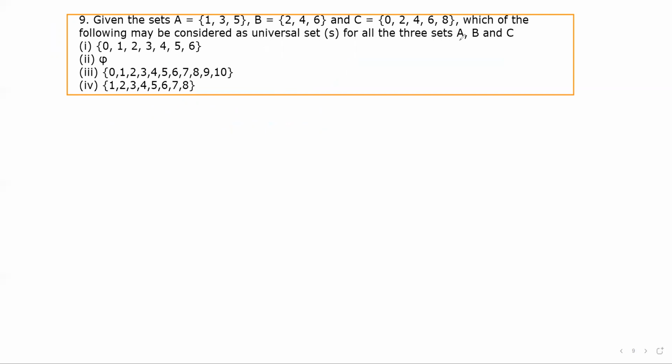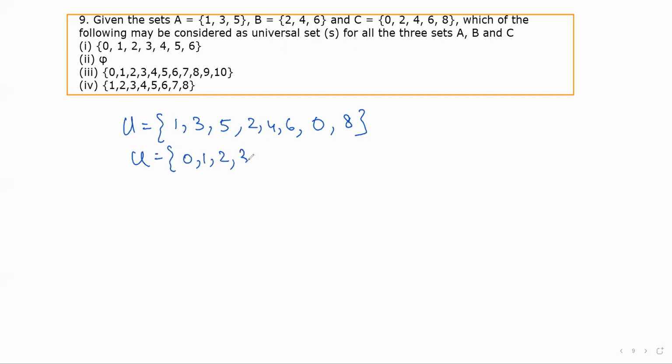Next, given the sets A, B, and C, which of the following may be considered as a universal set for all the three sets A, B, C? So the easiest way is to write a universal set of your own considering the values of A, B, and C. It should contain all the elements of A, B, and C, so write them together. A contains 1, 3, 5. B contains 2, 4, 6, so 2, 4, 6 should be there. What else should be there? 0, 2, 4, 6. Now 0 should be there. We included 2, 4, 6 already, so we will not rewrite them, and 8 is included. Writing them in ascending order: 0, 1, 2, 3, 4, 5, 6, and 8.